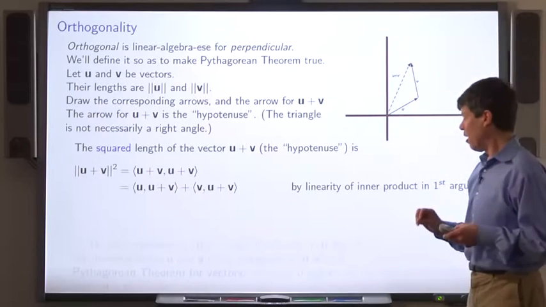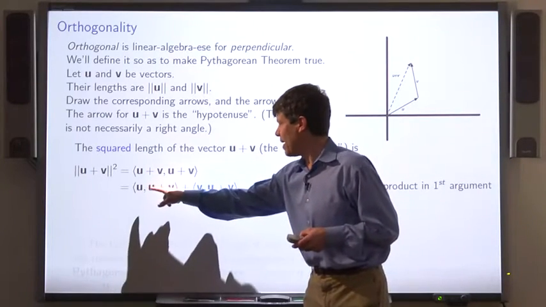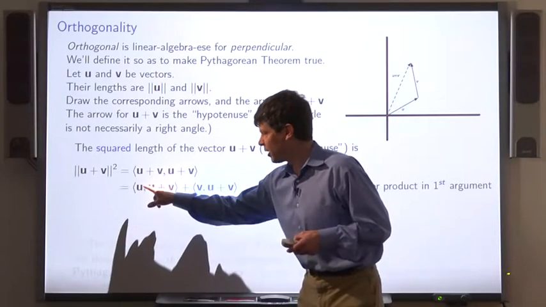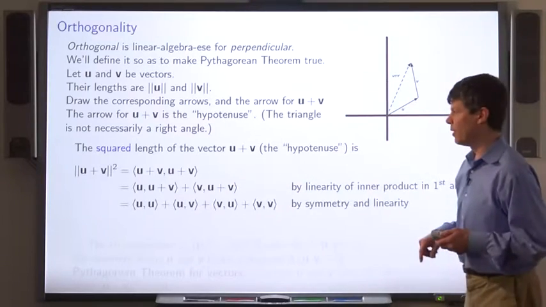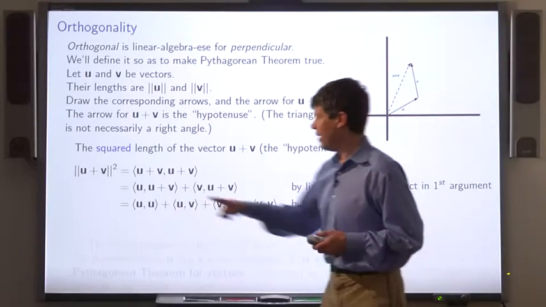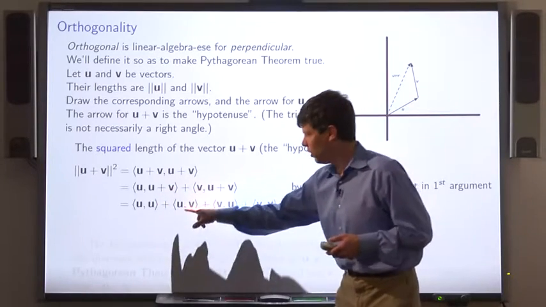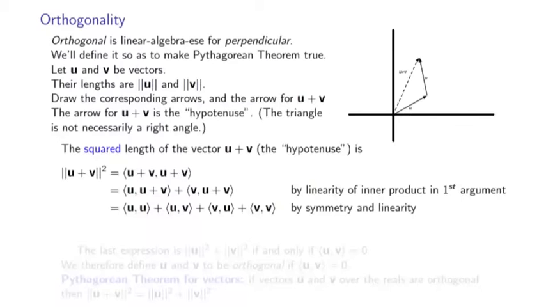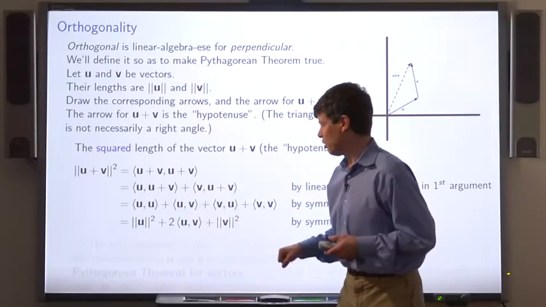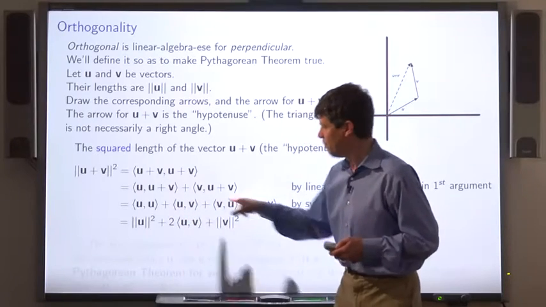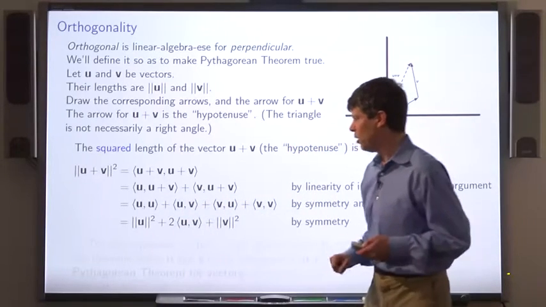By linearity of the inner product, we can break this up as the inner product of u with u plus v plus the inner product of v with u plus v. We can further break that up as the inner product of u with u, u with v, v with u, and v with v. Now, the inner product of u with u is the norm of u squared. The inner product of v with v is the norm of v squared. And these two terms are really the same by symmetry. Combining them, we get 2 times the inner product of u with v.